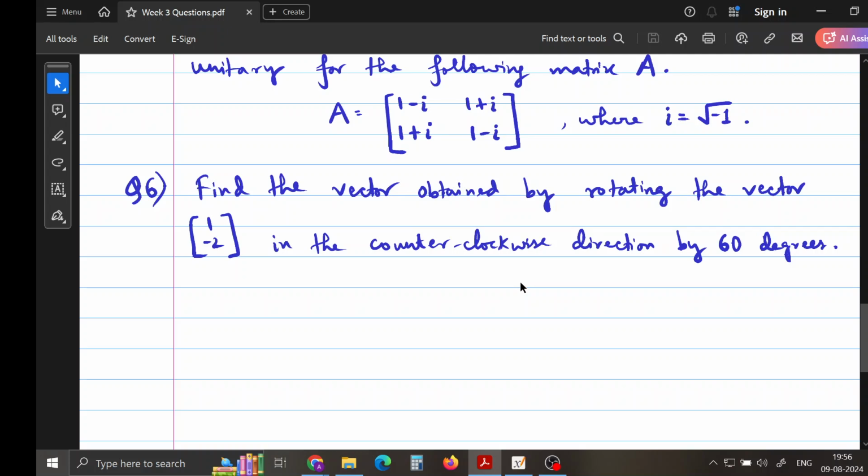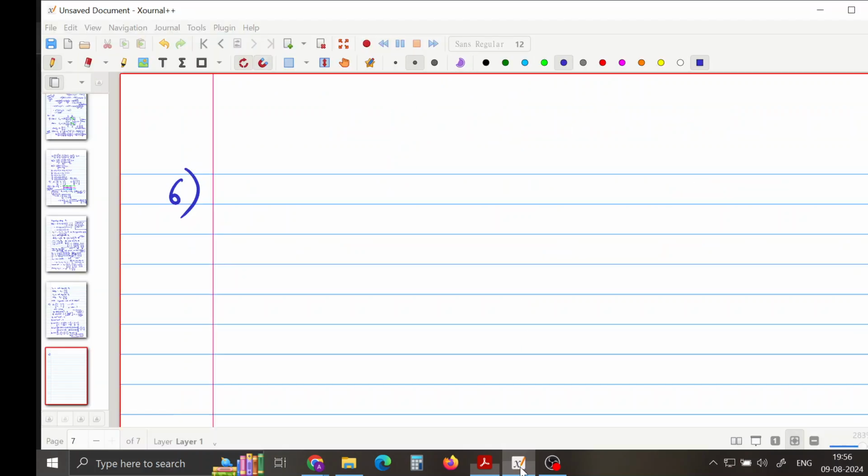Okay, this was also discussed. So you are given this vector 1 comma minus 2, right? This column vector 1 minus 2 in the 2D plane, and you are rotating. If you rotate this in the counterclockwise direction by an angle of 60 degrees, then what is the new vector that you get? That's the question.